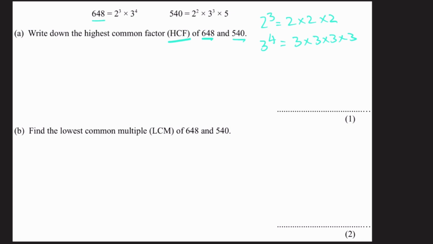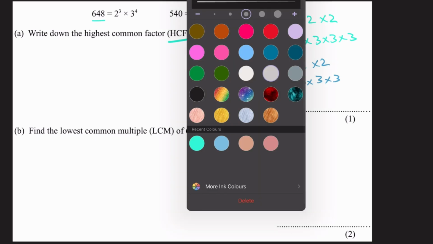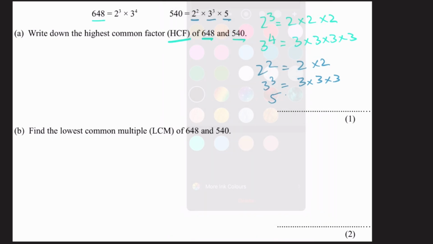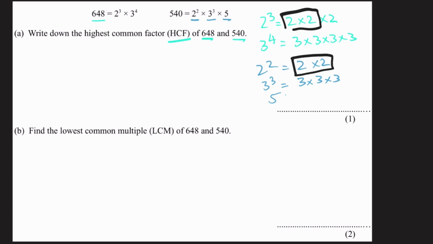With 540, you have these three numbers. You got 2 squared, which is the same as 2 times 2. You got 3 cubed, which looks like this, and you have 5. So what numbers are similar between these two? They both have 2 times 2, and they both have 3 threes.